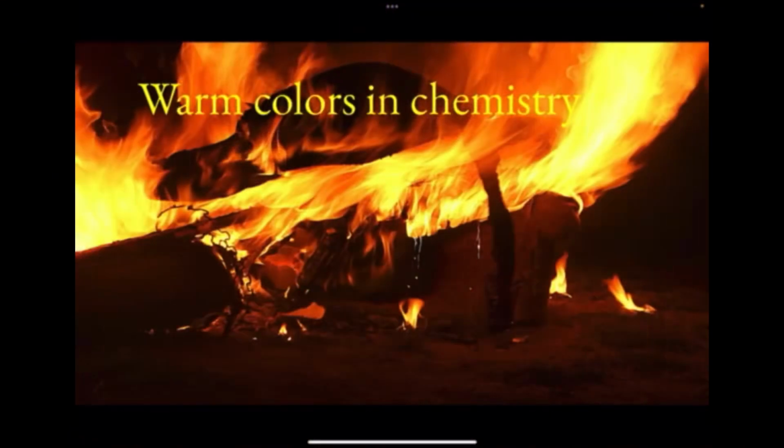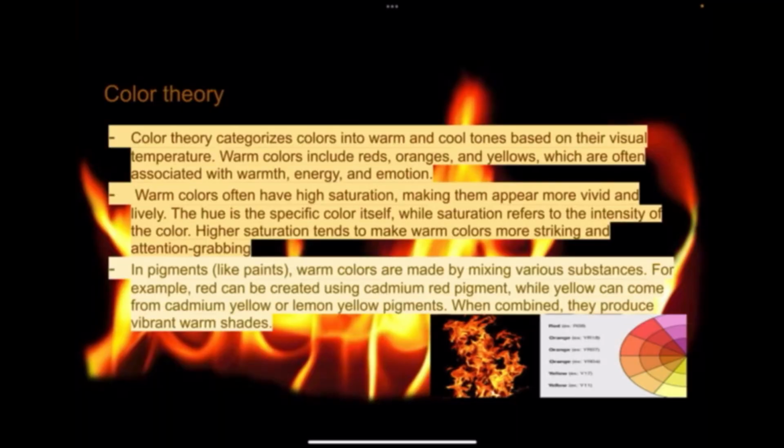My name is Angelina, and I'll be talking about the warm colors in chemistry. Color theory categorizes colors into warm and cool tones based on their visual temperature. Warm colors include red, orange, and yellow, and that's what I will be talking about in this presentation.